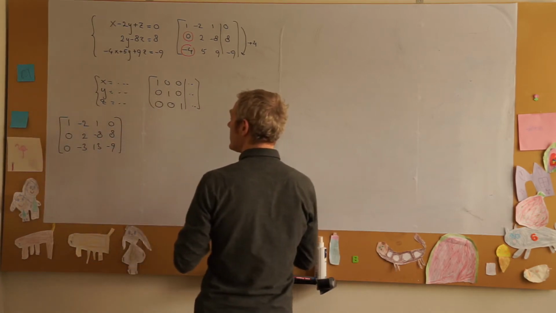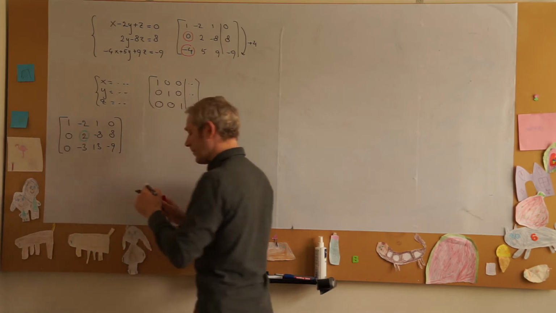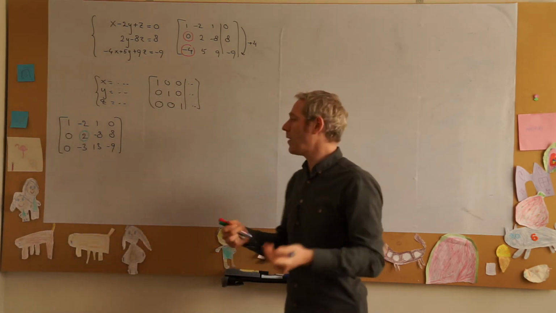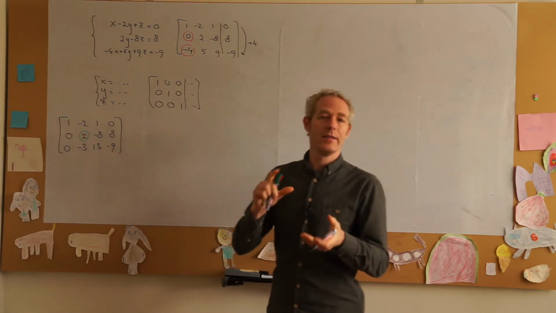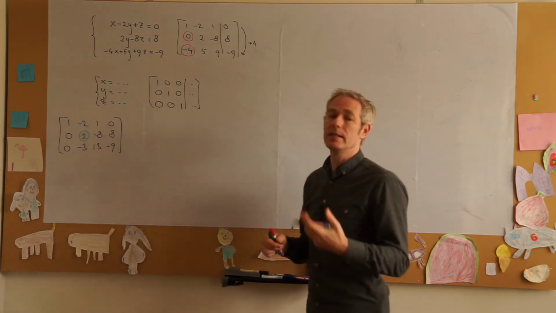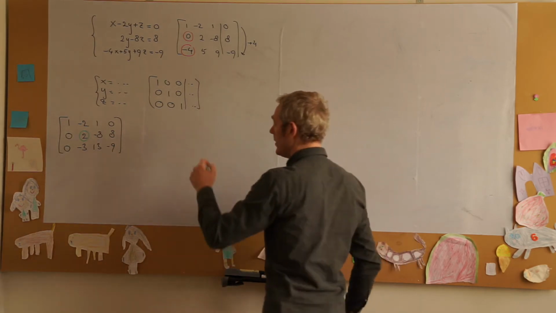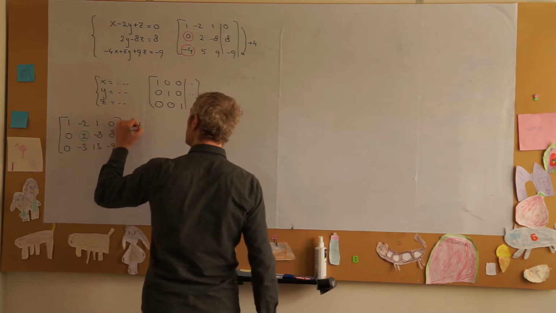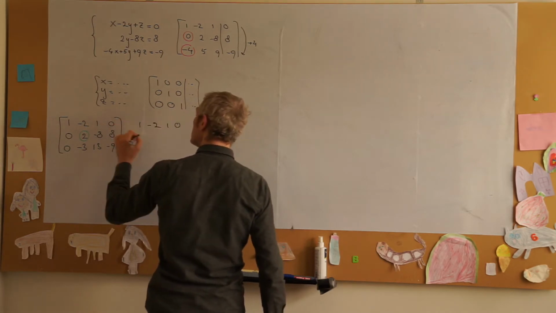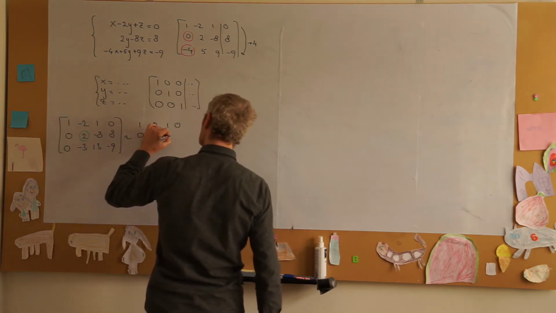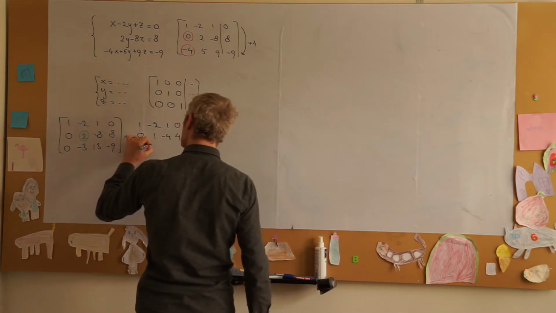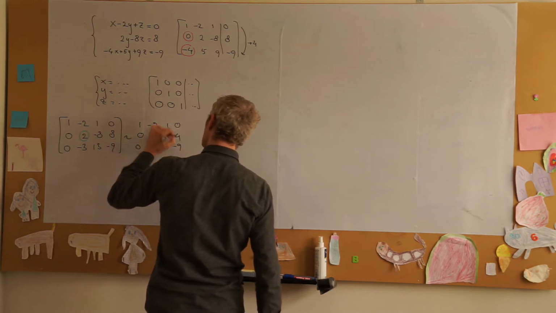Now I'd like a 1 here. Sometimes it's not quite possible. You get fractions. You use different tricks, as we've seen in some of the exercises. But this one we can simply transform into 1, minus 4, 4, 0, minus 3, 13, minus 9.